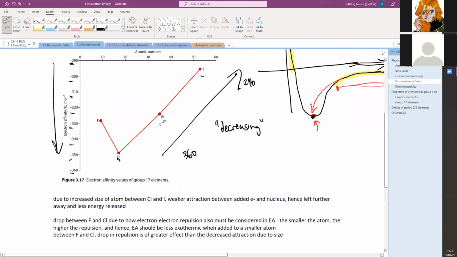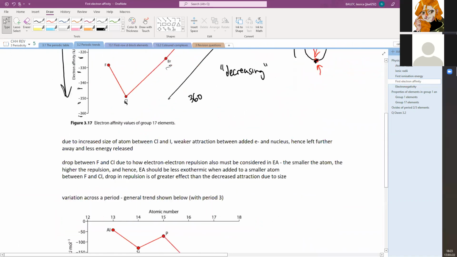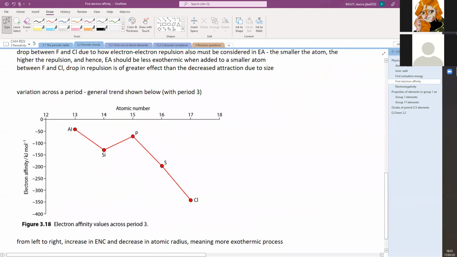And this is to do with across a period. So I'm in the same period, so I've got the same amount of shielding, but I'm trying to add another electron to my outermost shell. What it's saying is generally your electron affinity increases. Now I know the graph is going downwards, but from what I said before, just look at the magnitude of the numbers. So ignore the minus signs. Aluminium's got an electron affinity of 50, whereas chlorine has got one of around 400, and so it's increasing.